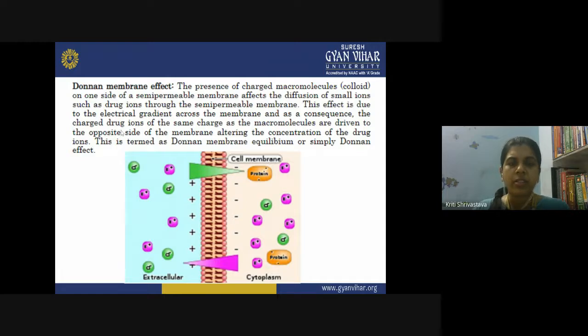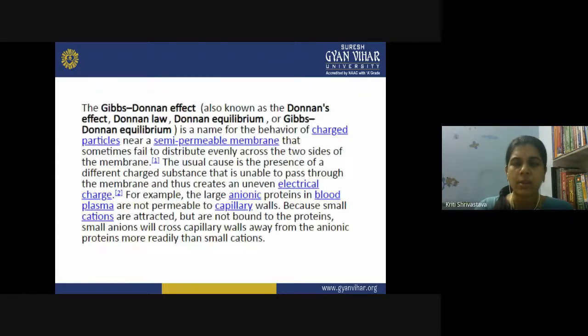So what happens? The charged drug ions are all having the same charge as the macromolecules, similar to the protein molecule, they are having the charge like positive ion or negative ion. So what happens to maintain the electrical neutrality? The drug ions, because they are having the same charge as the macromolecule, are driven to the opposite side of the membrane. So what will happen? This is the Donnan membrane equilibrium. Let us discuss more about this phenomenon.